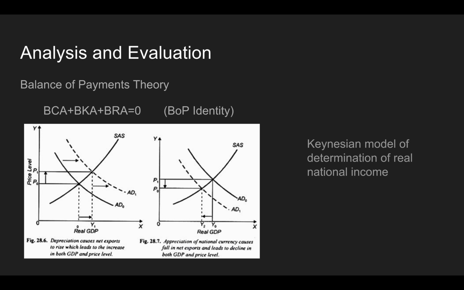Basically, the Keynesian model of determination of real national income shows the effect of net exports. It's basically X minus M in the GDP formula, where X denotes the value of exports and M denotes the value of imports. Because of the favorable effect of currency on exports, countries tend to try and intervene in the foreign exchange market, except in Britain's case, due to other factors in the international market.